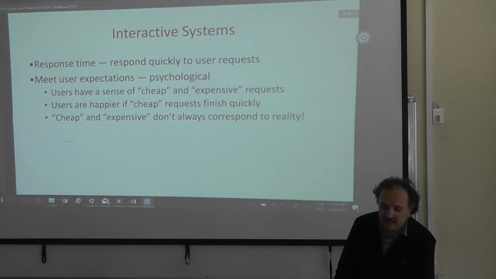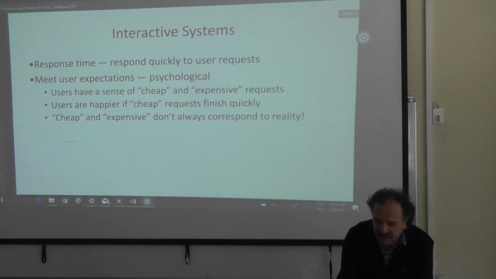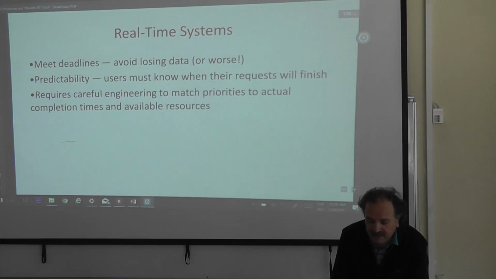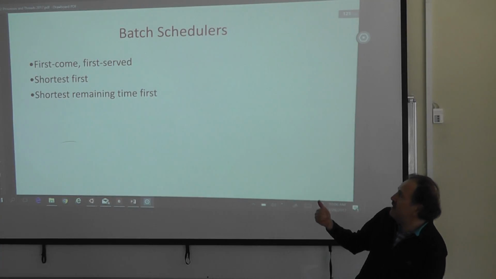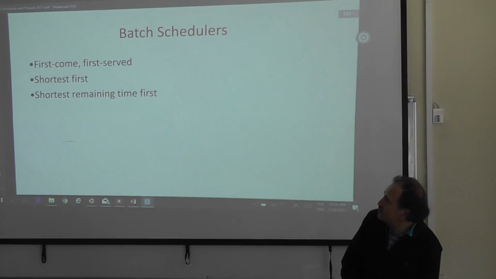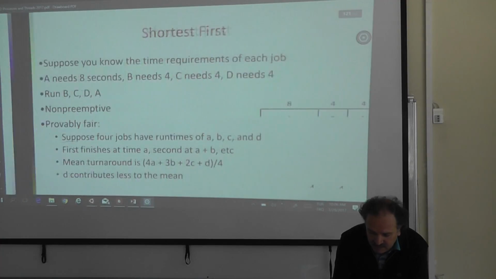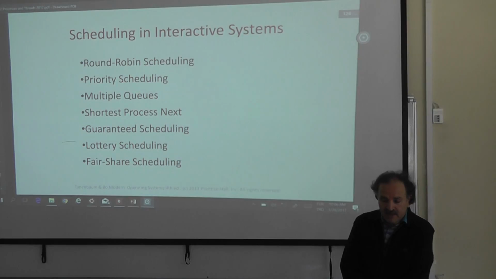For the interactive systems, response time is the important thing: meeting user expectations, there is this definition of cheap and expensive. And for the real-time systems, the important thing is meeting the deadlines. With these in mind, we started looking at the schedulers. We looked at the batch schedulers: first come, first served, shortest job first and shortest remaining time first. We saw those. Then after those, we started looking at interactive systems.